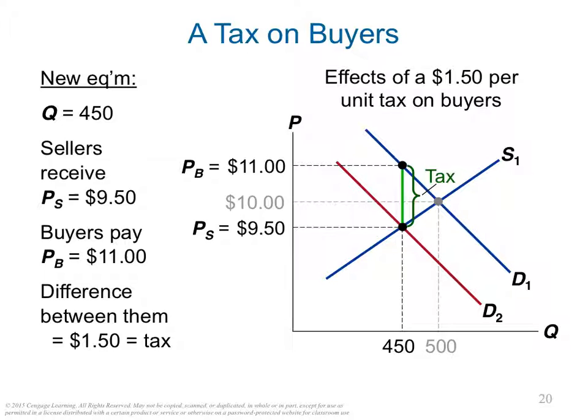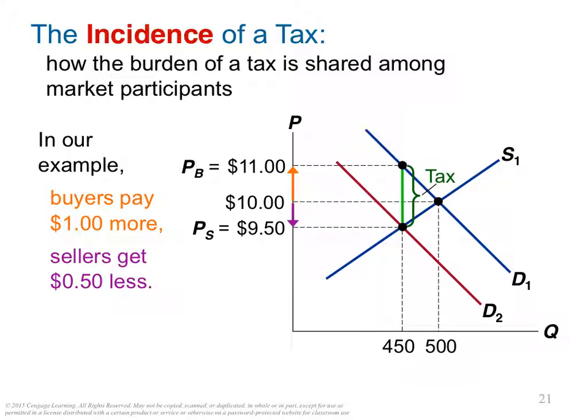And how is the burden going to be shared in this example? Here, buyers pay $1 more and sellers get $0.5 less. So what's going to happen in this market? The pizzas are going to be sold at $9.5. Now sellers are getting $9.5 per pizza rather than $10. So 50 cents goes from their pocket.